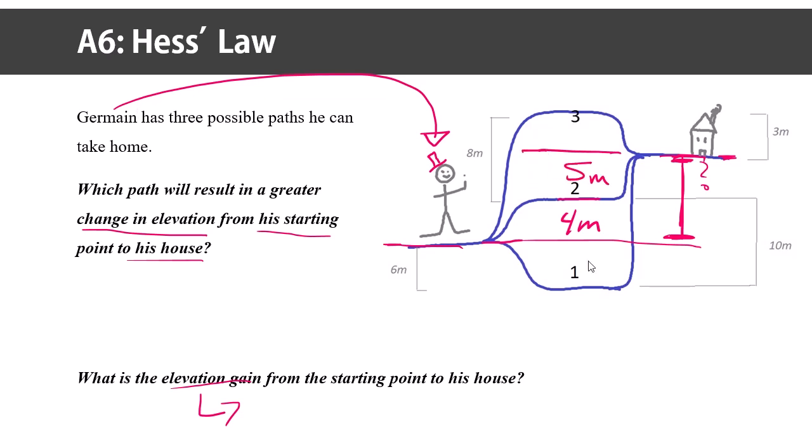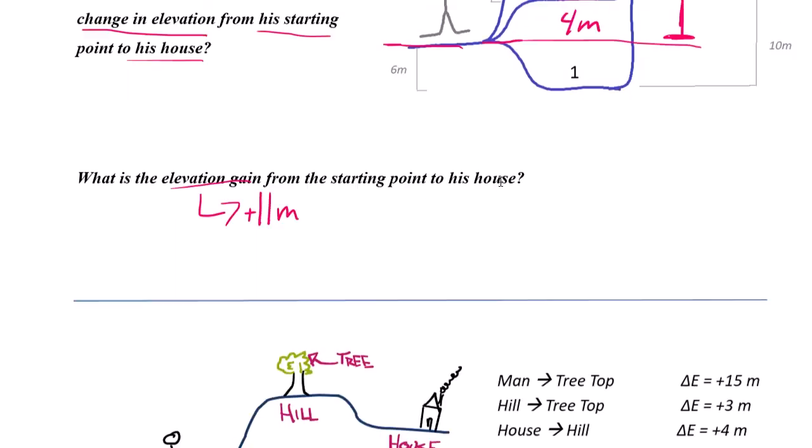So 5 meters plus 4 meters, well, he must have to go up 11 meters to his house. And we'll put the positive in there because he has to go up. So even though we couldn't directly measure the elevation gain from where he started to where he ended up, we could figure it out if we knew some of these different intermediate paths he could have taken.